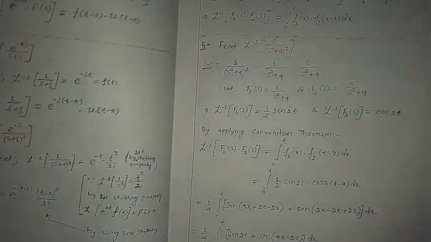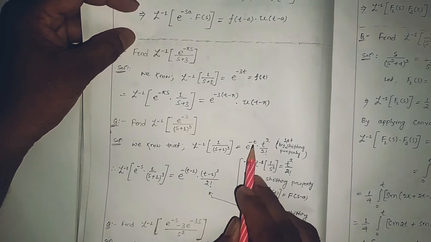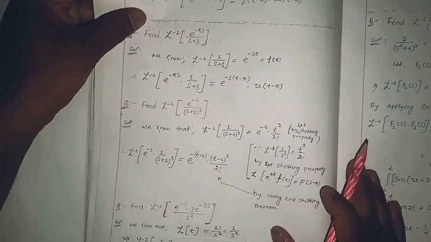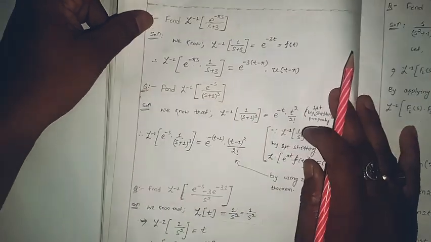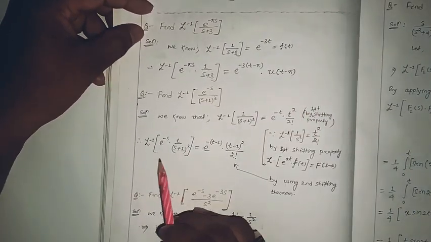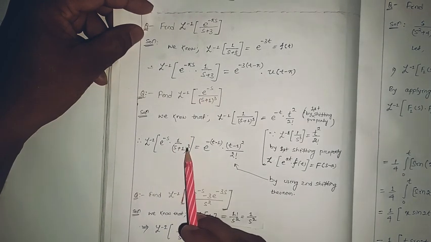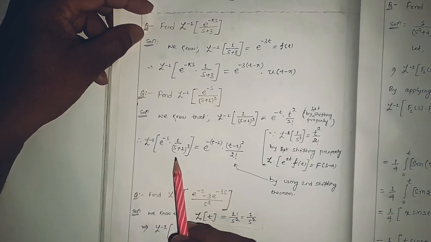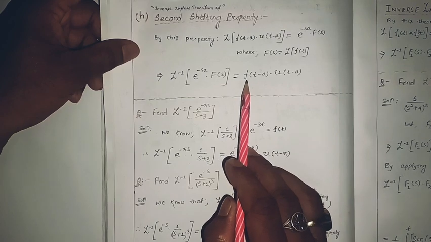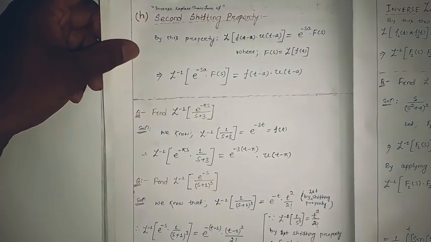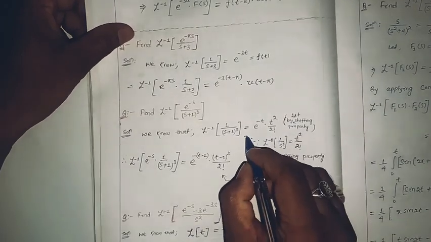Likewise, here a will be minus 1, so e to the power minus t into t to the power 2 by 2 factorial will be the inverse Laplace transform of this. Now we are going to compare this with the question, e to the power minus s into 1 by s plus 3 to the power 3. If we compare this with the second shifting property, then the answer should be f of t minus a. So here this is nothing but the so-called f of t.